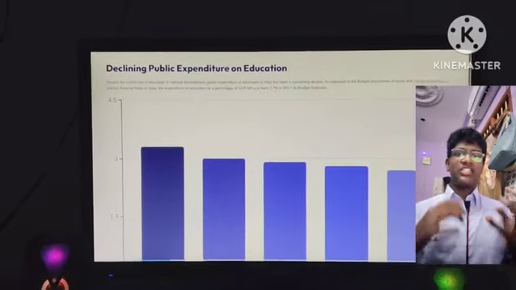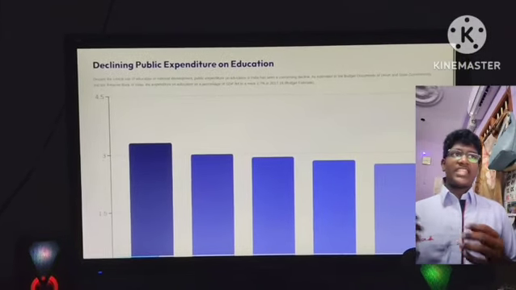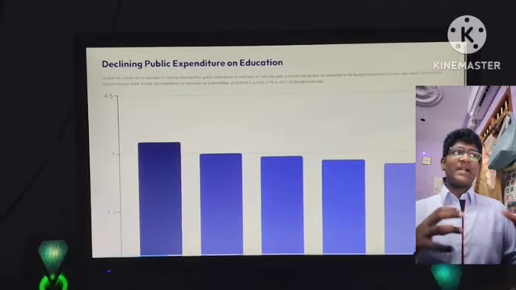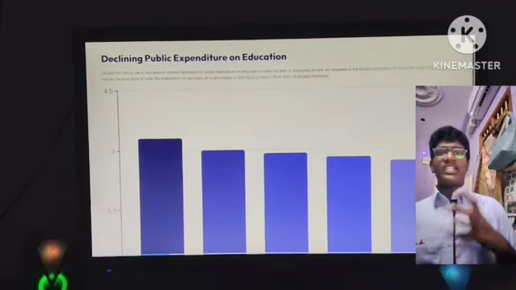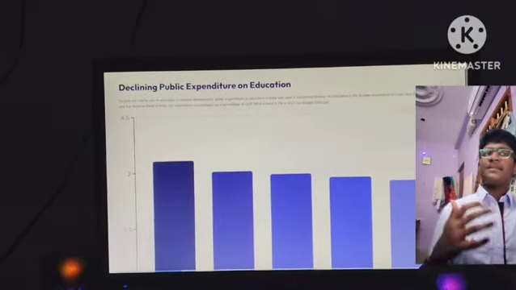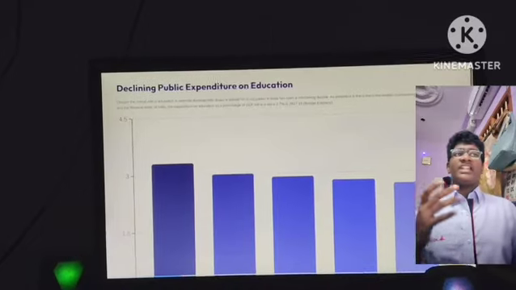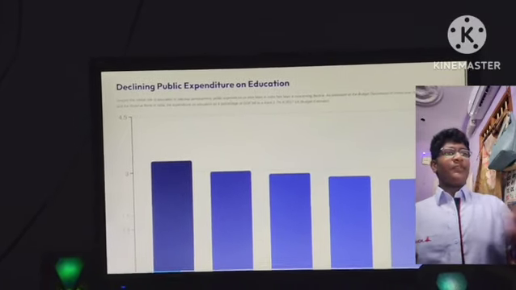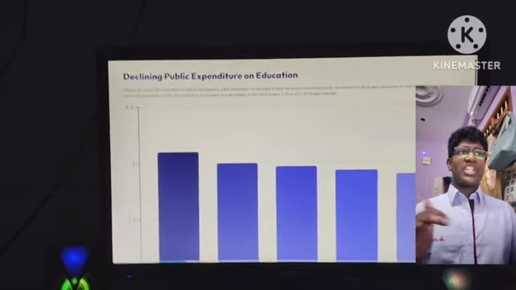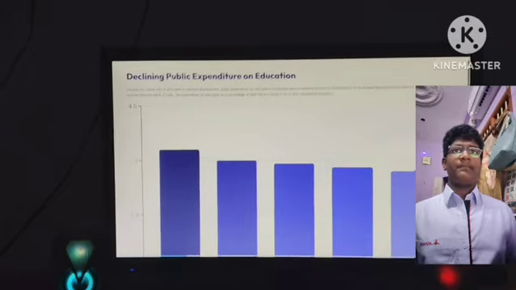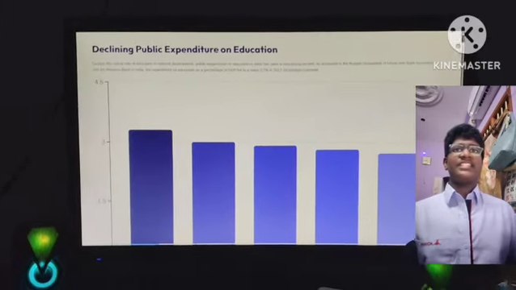Despite the critical role of education in national development, public expenditure on education in India has been declining, as estimated in the public budget documents of union and state governments and the Reserve Bank of India. The expenditure on education as a percentage of GDP fell to 2.7% in 2017-18. You can see the graph over there. It shows how the budget has been increased or decreased by 2017-18.